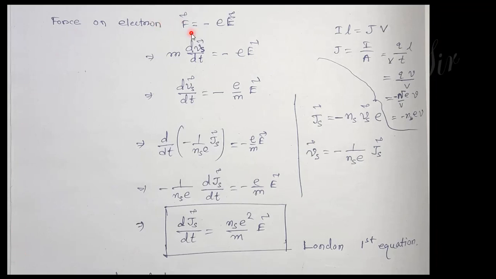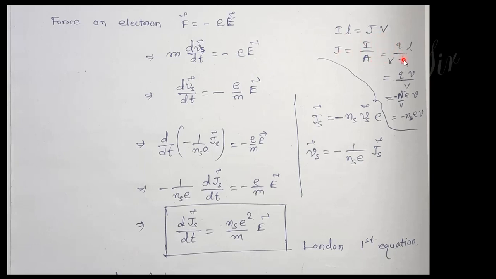So force on an electron is charge into electric field. Force is also mass into acceleration. So acceleration is like that, dVs/dt, where Vs is the velocity of the superelectrons. How will you get this Vs? You know I = JA, where I is current, J is the current density, and A is area. So J = I/A.